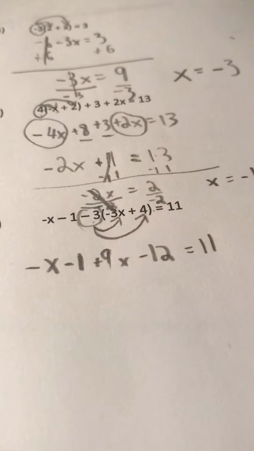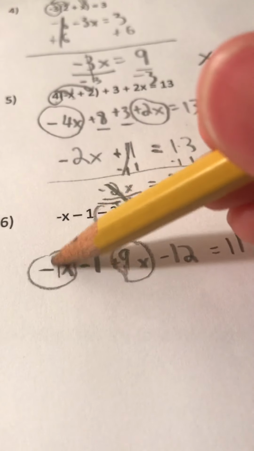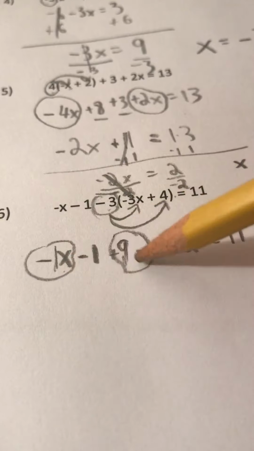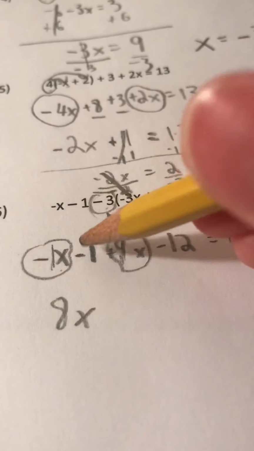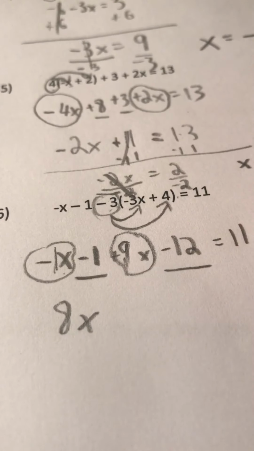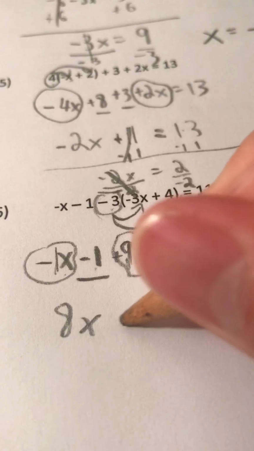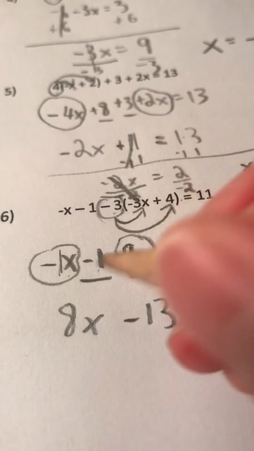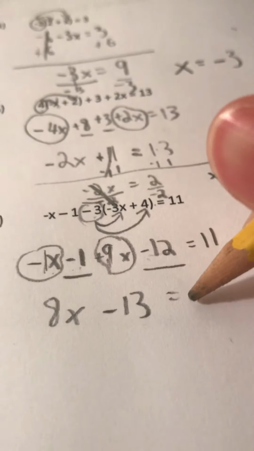Now I'm ready to combine like terms. So I'm going to combine this -x with this 9x. Remember, when there's no coefficient in front, there's automatically an invisible 1. So a -1x plus 9x is +8x. And then we can combine these constants, -1 and -12. So -1 and -12 is going to be a -13. -1 minus 12 is -13. And on this side, I still got the 11.